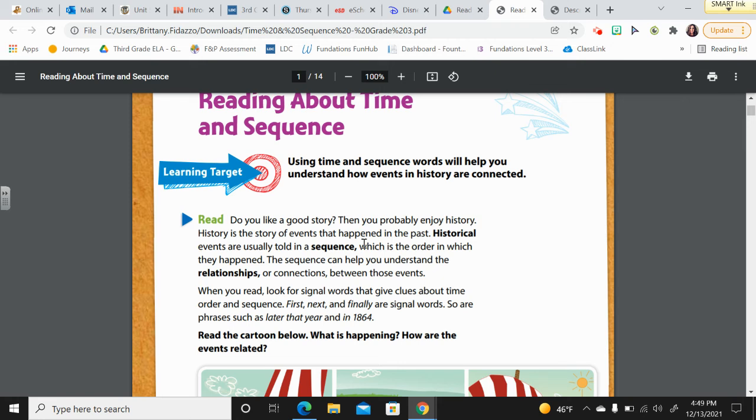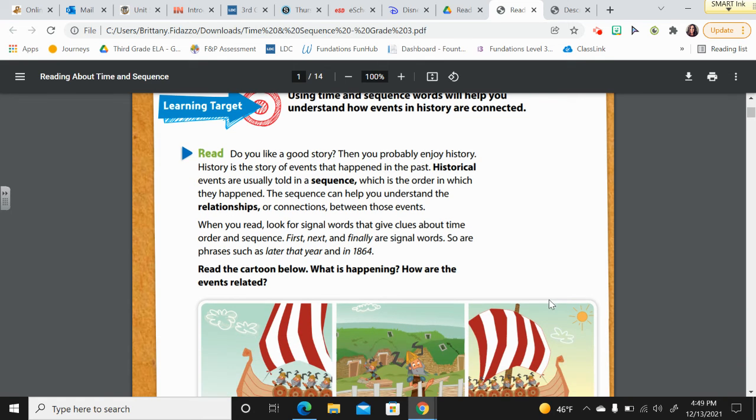History is the story of events that happened in the past. Historical events are usually told in a sequence, which is the order in which they happened. The sequence can help you understand the relationships or connections between those events. When you read, look for signal words that give clues about time order and sequence. First, next, and finally are signal words. So are phrases such as later that year and in 1864.